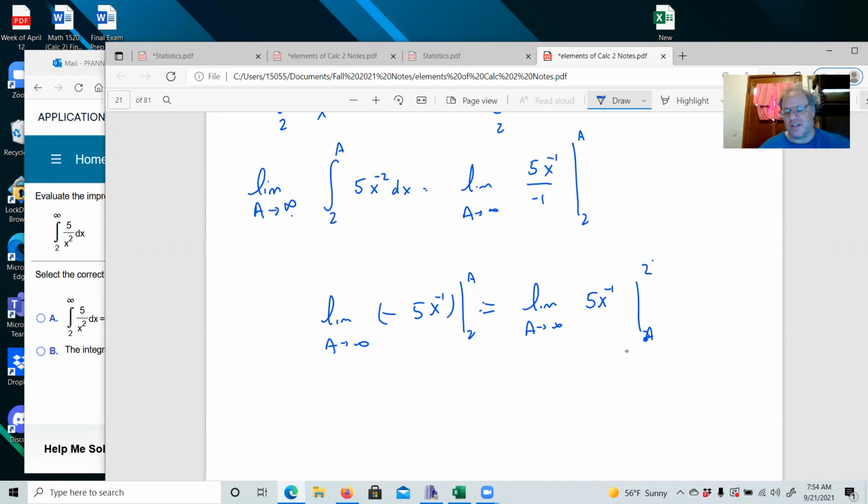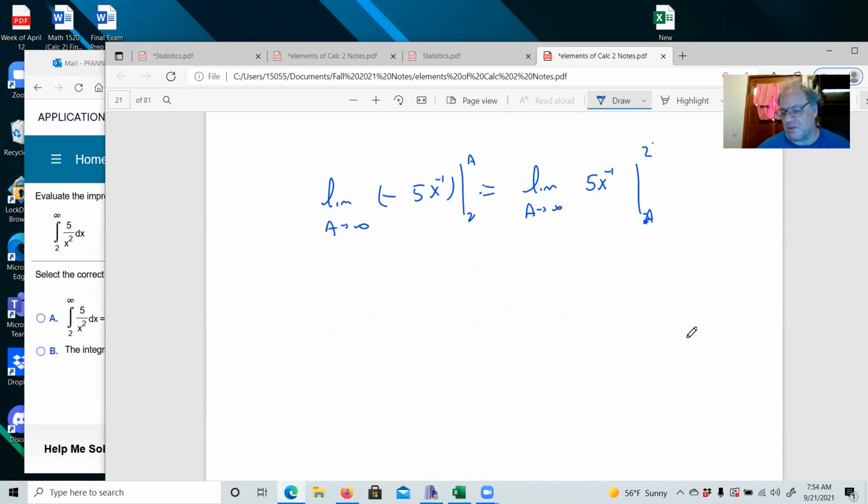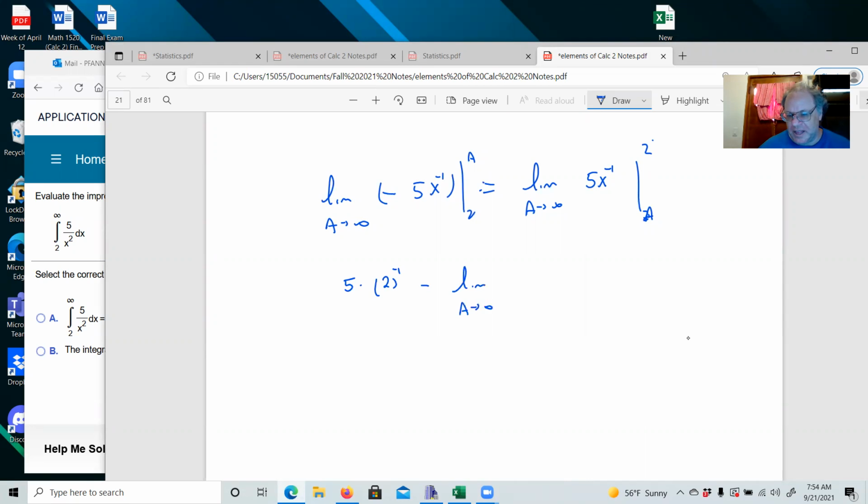So that's a fairly common thing to do in a section like this, because you're going to see a lot of forms like that. And then we can just evaluate for the limits of integration. So this is 5 times 2 to the -1 minus the limit as a goes to infinity of 5 times a to the -1. Right?